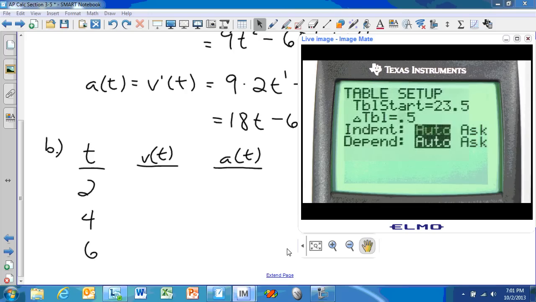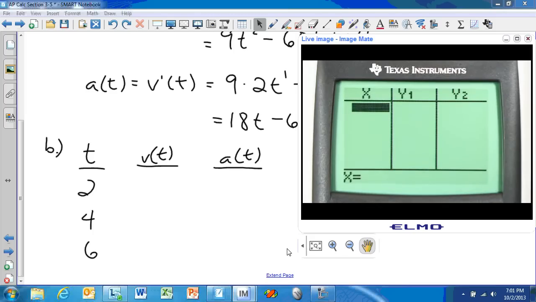I'm going to set it up in ask mode, so I can just type in the values of x that I want. And we'll go to our table. And they want us to calculate these at 2, 4, and 6. So 2, 4, and 6. And let's just write down what those values are.